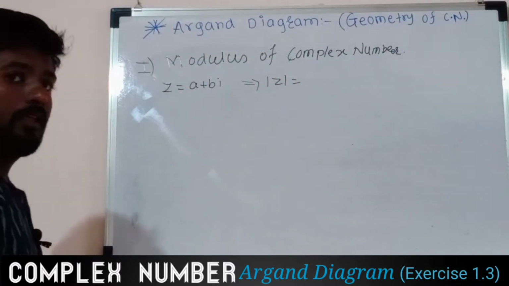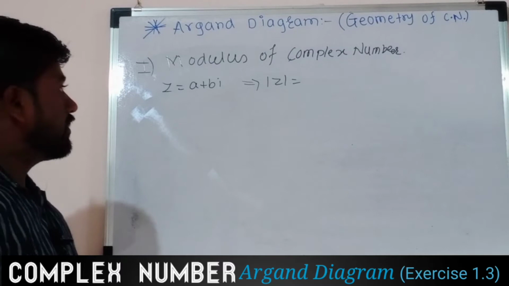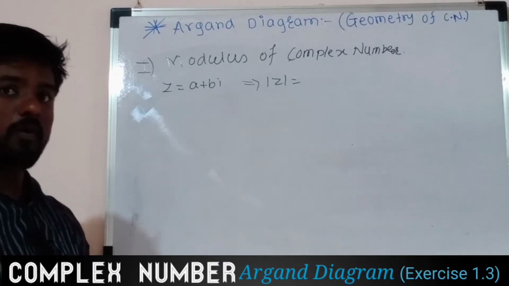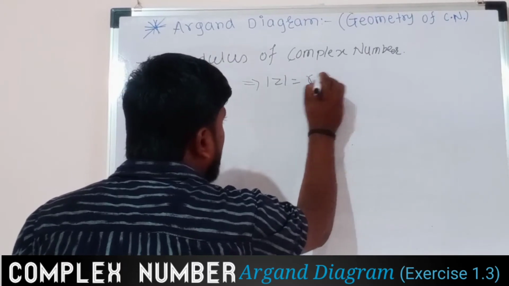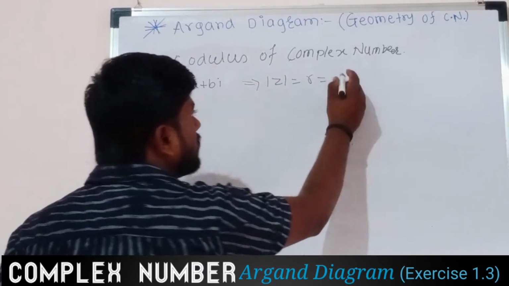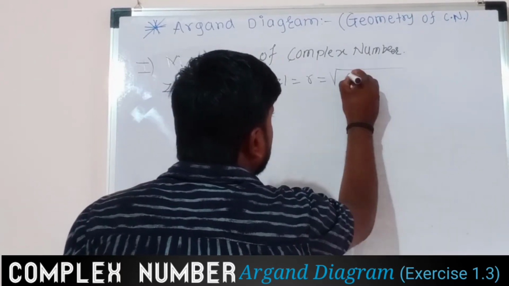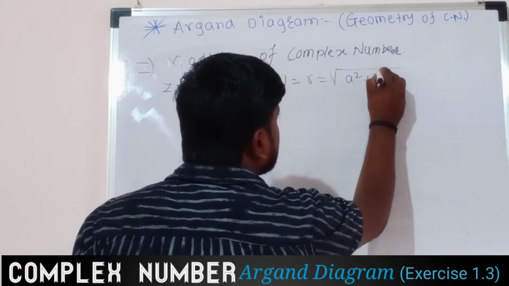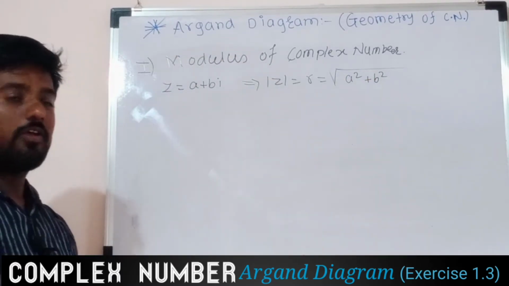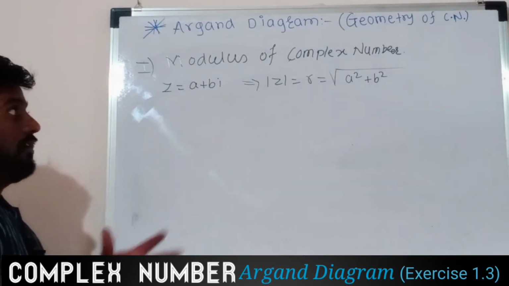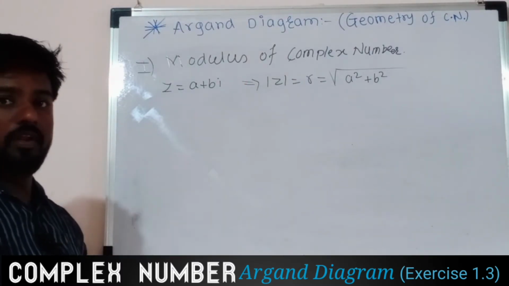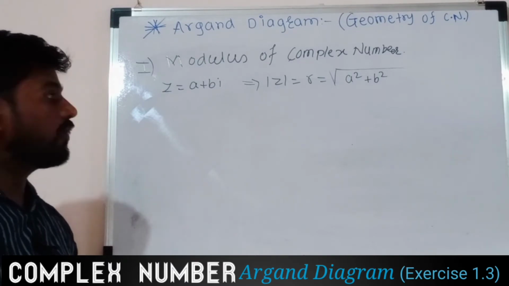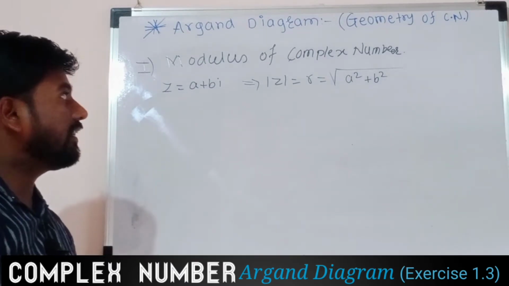Students, we already know the formula for the modulus of a complex number. The formula is mod z equals r equals square root of a square plus b square, right? Now students, what is the actual geometrical meaning of this modulus? I will tell you the geometrical meaning.